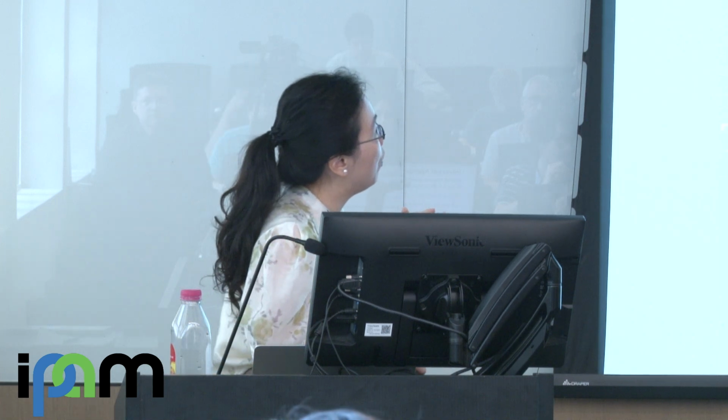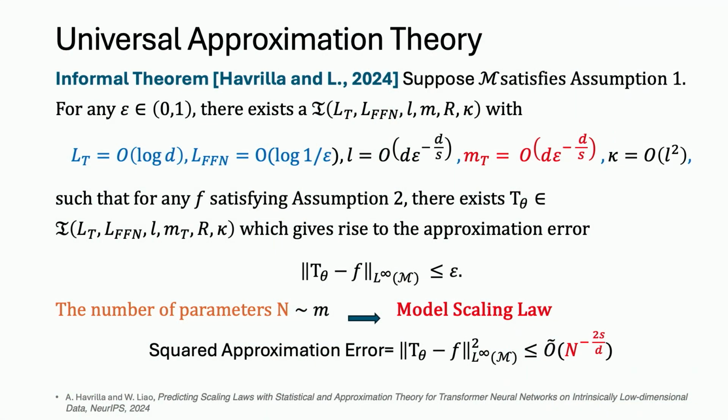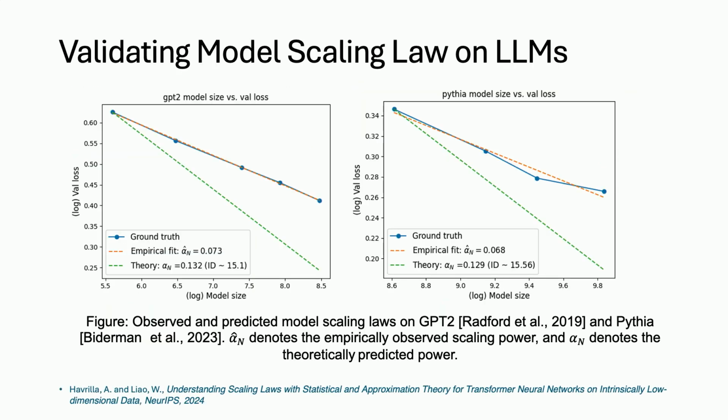So this theory, if you rewrite it such that the network size is dominated by the width, so if you set this to be the model size, then you get the squared approximation error in a power law, where the power is given by the smoothness of the function s and the intrinsic dimension. Okay? So this is purely theoretical, but we did a little bit of experiment on language models.